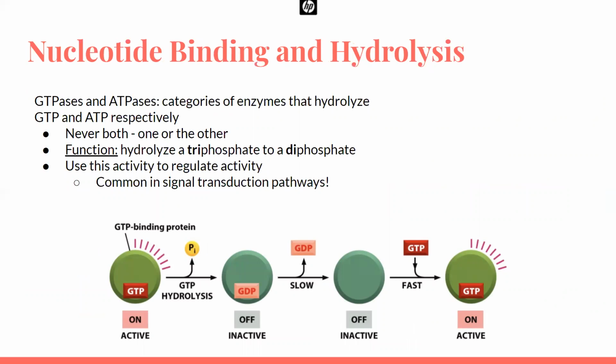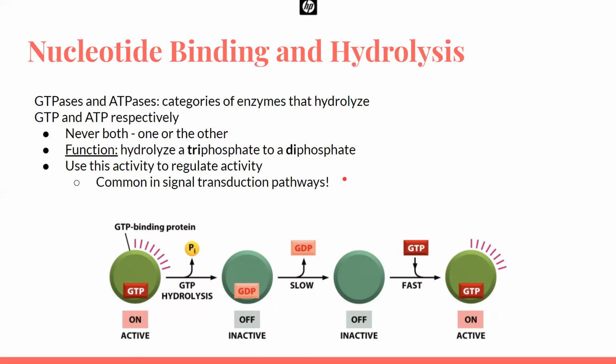And then the last example of protein function regulation is nucleotide binding and hydrolysis. We talk a lot about GTPases and ATPases in this class. They're basically categories of enzymes that hydrolyze GTP and ATP respectively. It's never both, one or the other. You never have a GTPase that hydrolyzes both GTP and ATP. It's only going to be GTP. They use this activity to regulate activity. They hydrolyze a triphosphate to a diphosphate. That's what hydrolyzation means. GTPases turn GTP to GDP, and ATPases turn ATP to ADP.